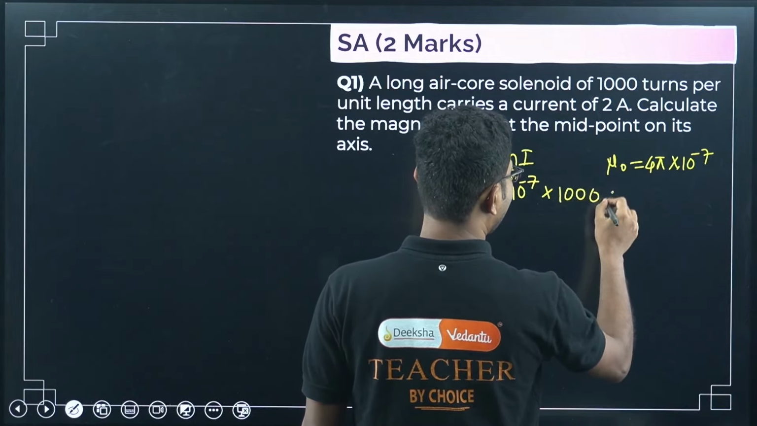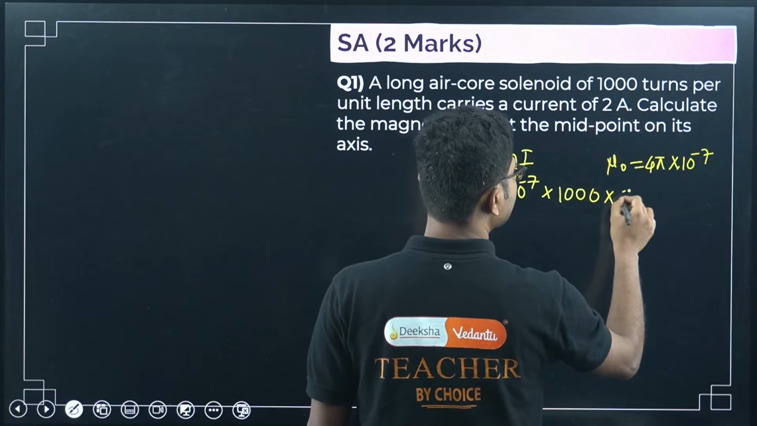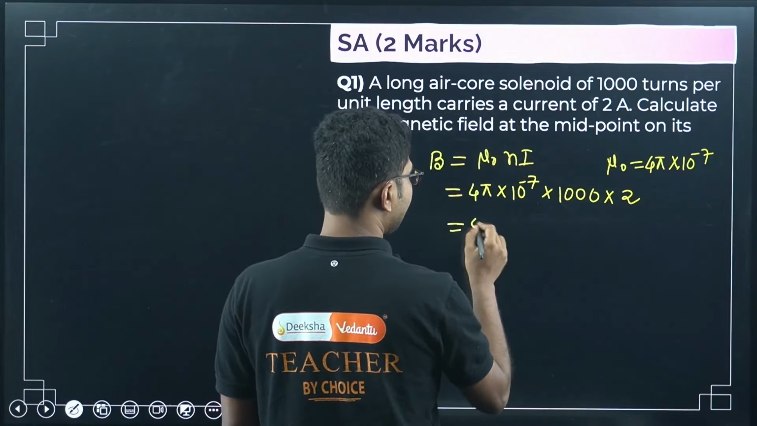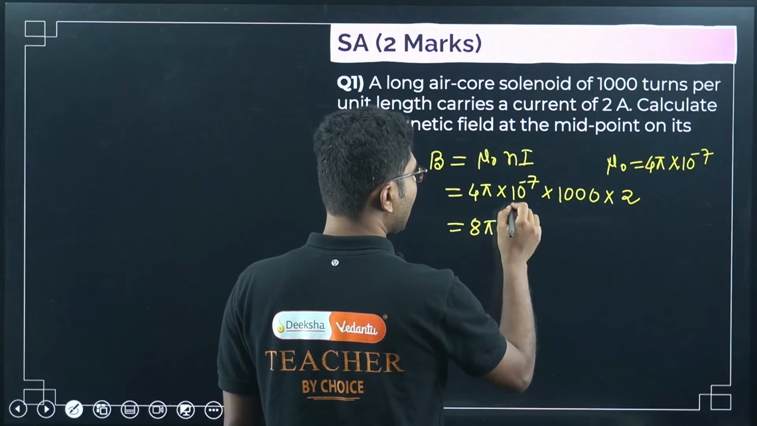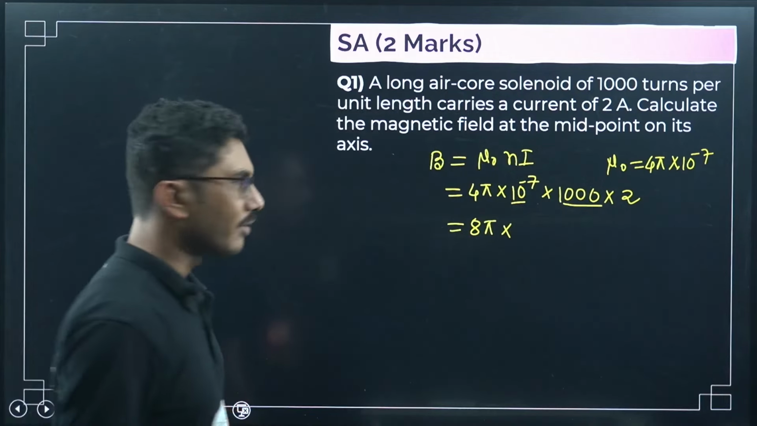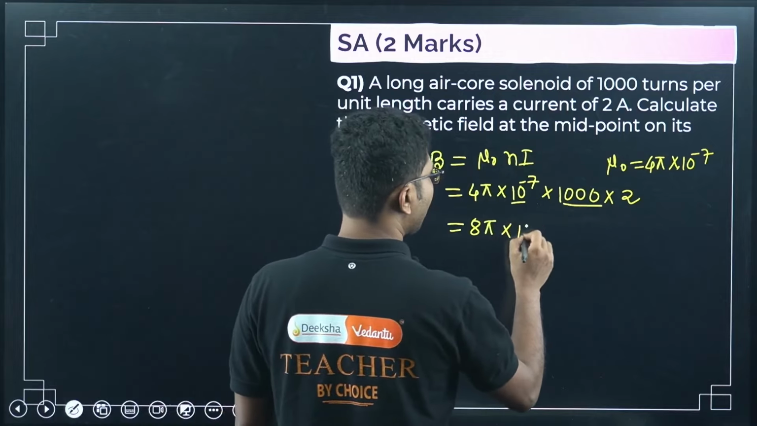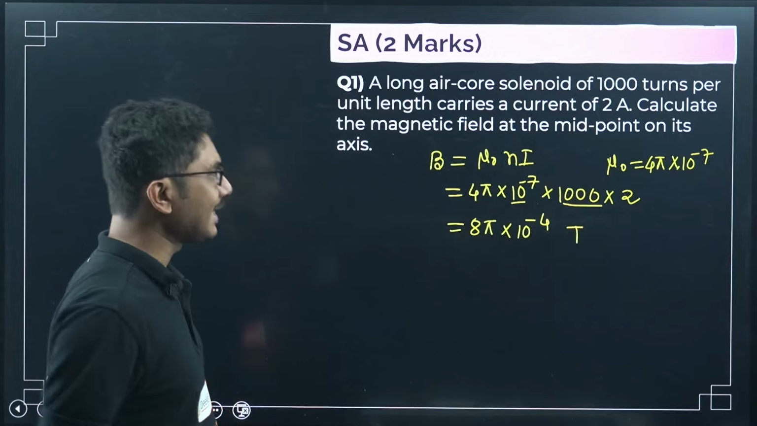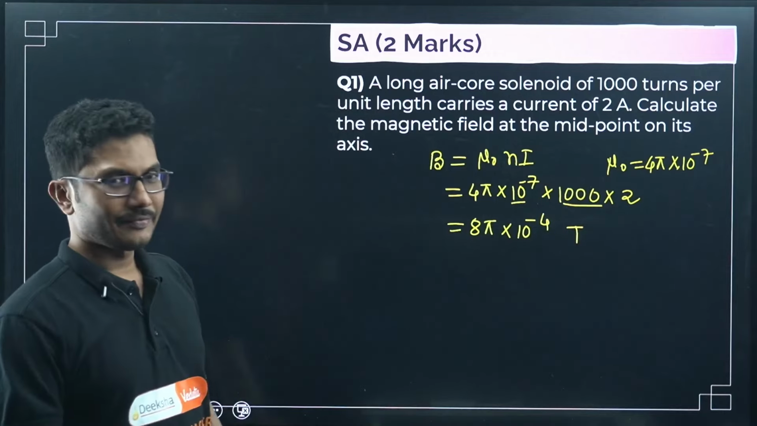Okay, current is given by 2 amperes, so 2. So just multiply 2 4 is 8 pi times 10 to the power of minus 7. 1000 means 10 to the power of 3, so it will become 10 to the power of minus 4 Tesla. SI unit, everything is in SI. Then you can write the unit of magnetic field as Tesla.